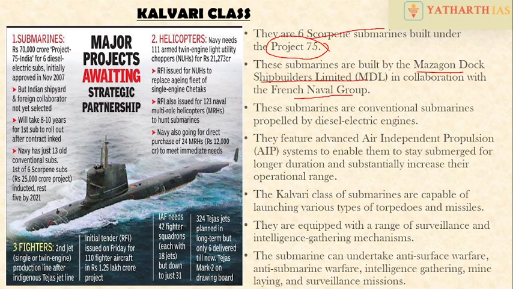These submarines are conventional submarines propelled by diesel electric engines. They feature advanced air independent propulsion systems to enable them to stay submerged for longer duration and substantially increase their operational range. The Kalvari class of submarines are capable of launching various types of torpedoes and missiles.